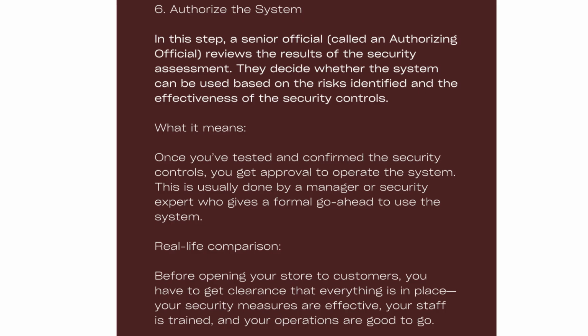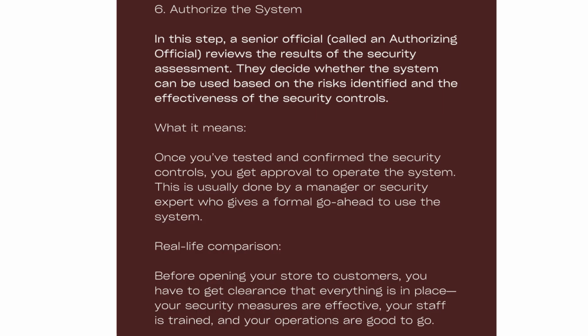What this means is that once you have tested and confirmed the security controls, you get approval to operate the system. This is usually done by a manager or a security expert who gives a formal go-ahead to use the system. The real life comparison here is that before opening your store to customers, you have to get clearance that everything is in place. Your security measures are effective, your staff is trained, and your operations are good to go.